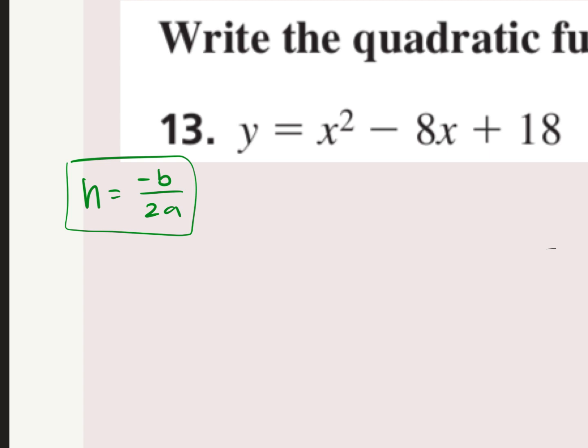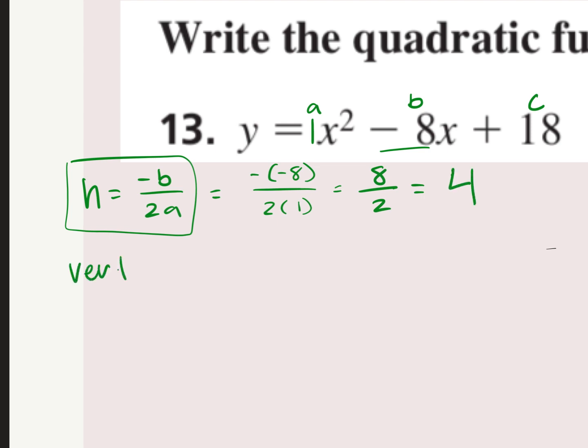Well, what's our a? 1. What's our b? Negative 8. And c? 18. So let's plug in a and b. We have negative 8 over 2 times 1. So that would be positive 8 over 2, which simplifies to 4. So in our vertex, the first number is going to be 4.